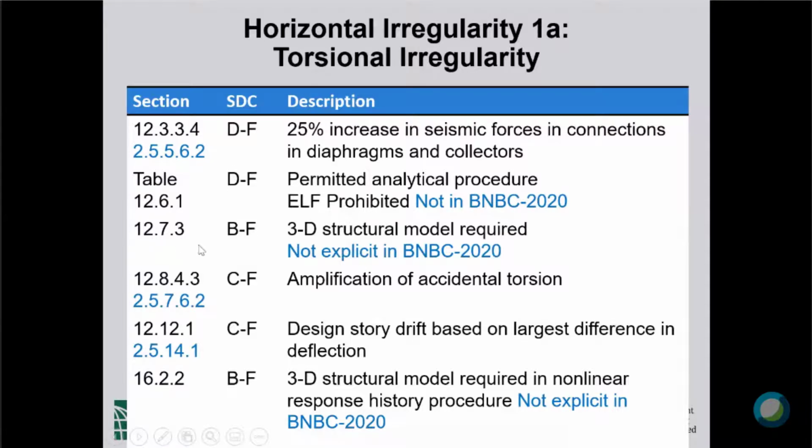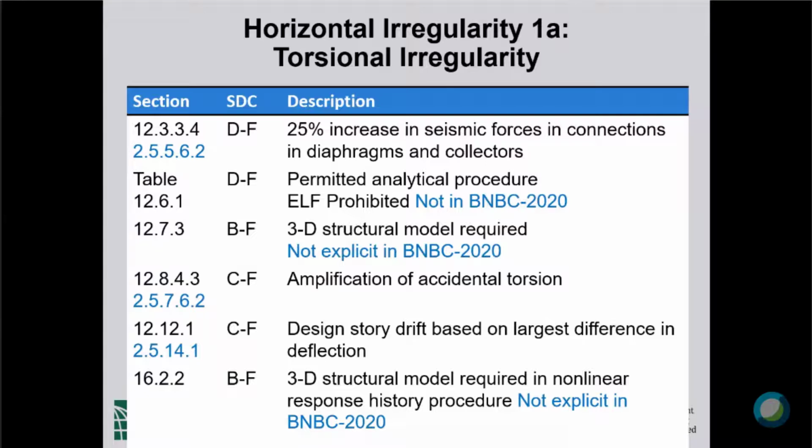Then 12.7.3, this column tells you where the restriction applies, design category B through F. A 3D structural model is required. If you have torsional irregularity, I think it is almost common sense that you will need a 3D model. It is not explicitly said in BNBC 2020, but I'm not sure; I may have missed it. In any case, you need 3D, whether it is explicitly said or not. With torsional irregularity, you cannot do a 2D analysis. It doesn't make any sense.